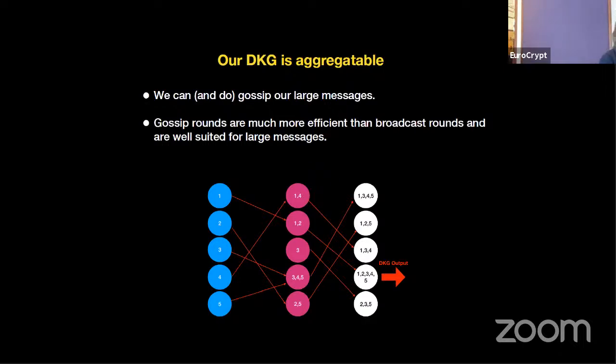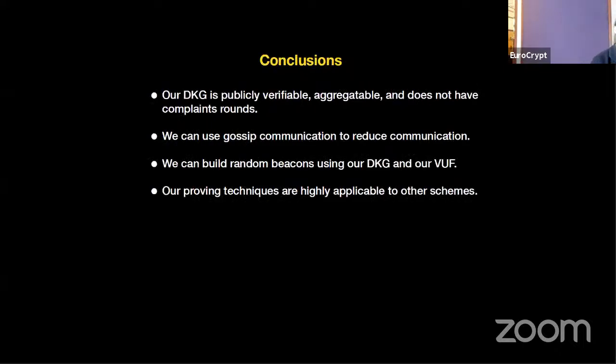Of course, we still need to communicate all of the information in all of the n different transcripts. The way we do this is via a gossip algorithm, which is more efficient than broadcast. To conclude, our DKG is publicly verifiable, aggregatable, and does not have complaints rounds. We can use gossip communication to reduce the overall communication. We can build random beacons using our DKG combined with our VUF, and also threshold signatures. It's the same idea.